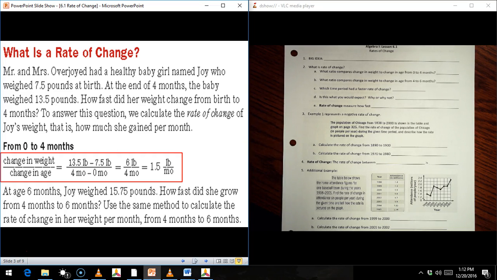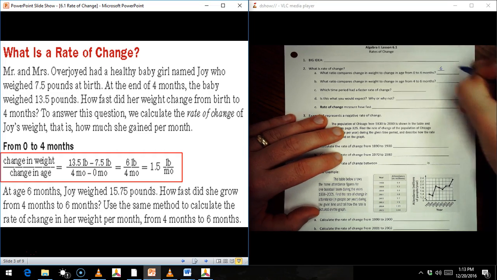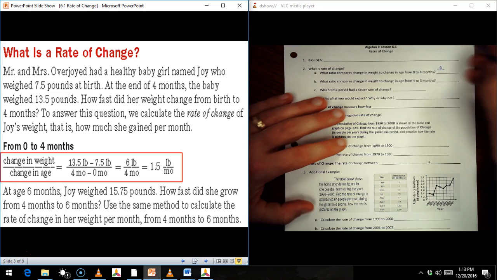Now, to answer this question, we calculate the rate of change of Joy's weight, that is how much she gained per month. So if you look at what's in the red box there, from 0 to 4 months, change in weight was 13.5 minus 7.5. So that's a difference of 6. So we're going to write 6 on that line. And how many months went by? 4 minus 0 is 4.